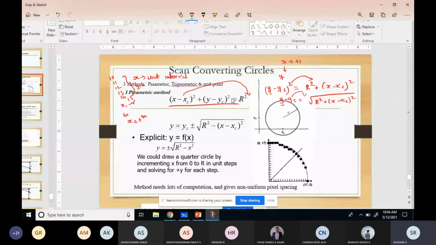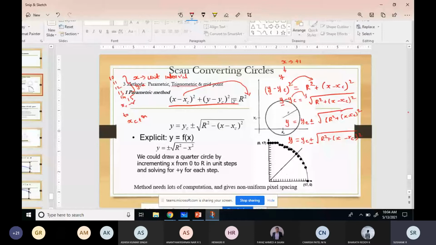Now I want the value of y. So I will shift this origin to the right hand side. So y is equal to yc, then the square root. The square root can result in two values. y is equal to yc plus or minus square root of this value. What is this value? r square plus x minus xc the whole square. So this is the equation to calculate y: y is equal to yc plus or minus square root of r square plus x minus xc the whole square.